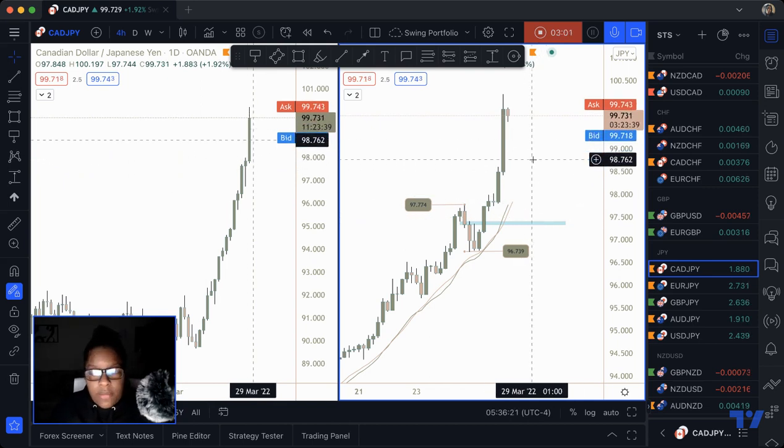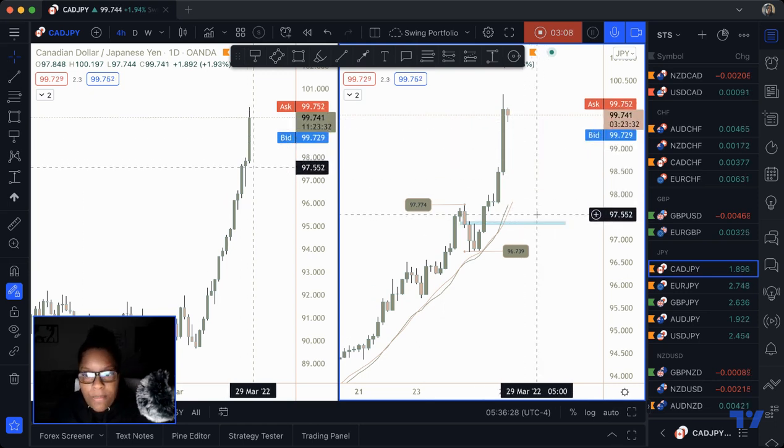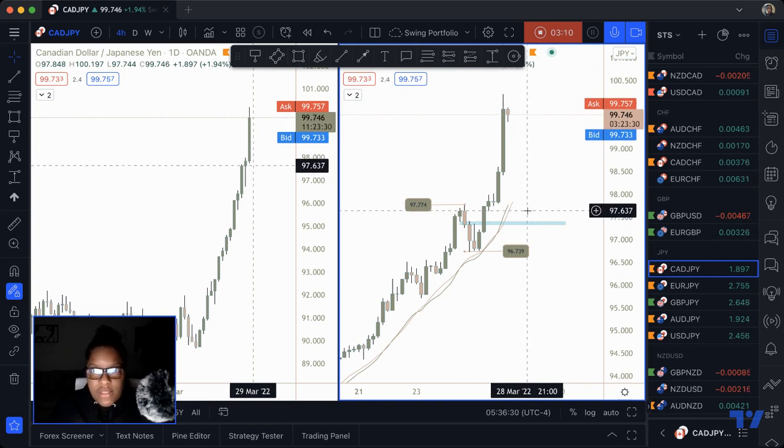Now, I'm not going to set a pending order just yet. I'm probably going to come back around 5 o'clock to see if we start to get a decent pullback. And if we get a pullback, I'll set a pending order, a pending buy limit.